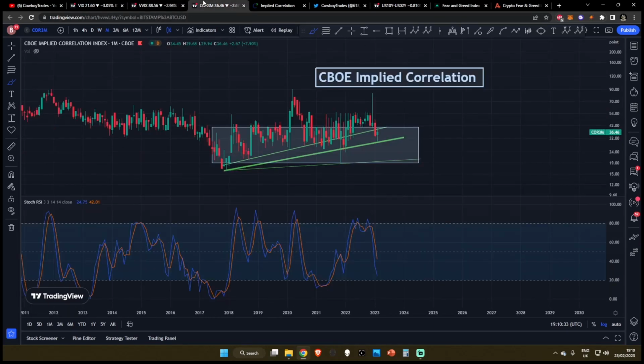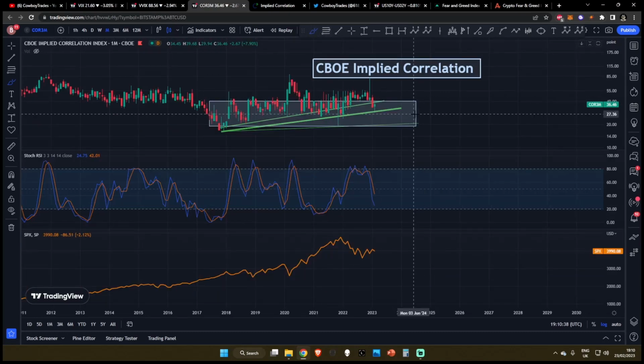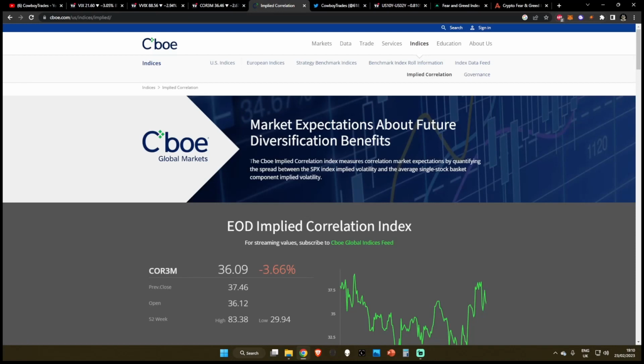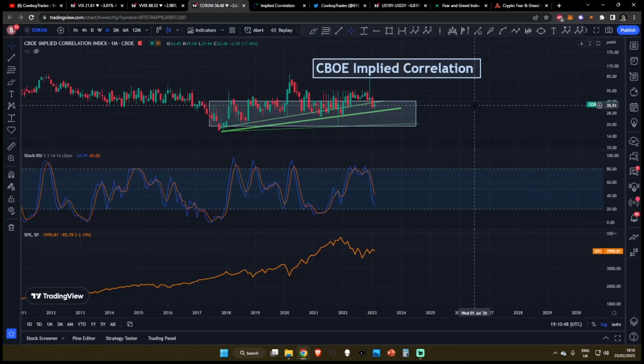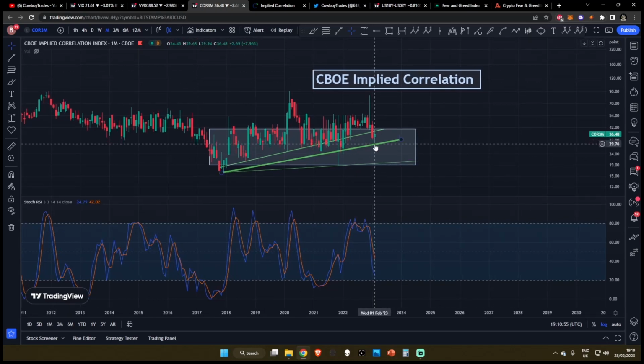The CBOE Implied Correlation Index, which if you're new to the channel, we look at this because this is inversely correlated to the equity markets and also your crypto markets. If you are new and you haven't heard of this before, feel free to pause the video and read this brief synopsis to get a better idea of how it's calculated and how it's used. But basically, right now, the CBOE implied correlation is finding a strong level of support on the monthly time frame and it is bouncing back up.